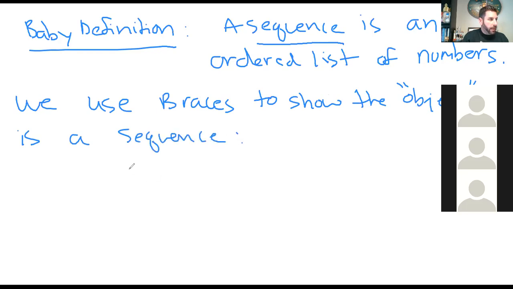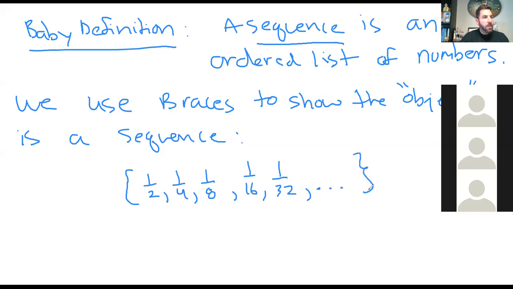So what do I mean by that? Well, we might write something like 1/2, 1/4, 1/8, 1/16, 1/32. That is an ordered list of numbers. I put braces around it so that you guys know it's a sequence.